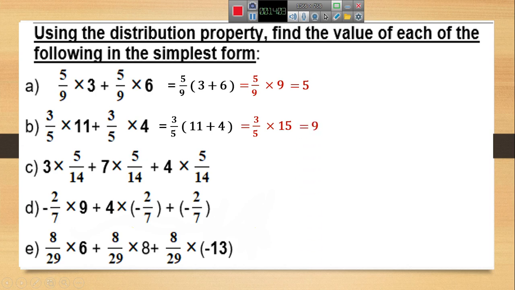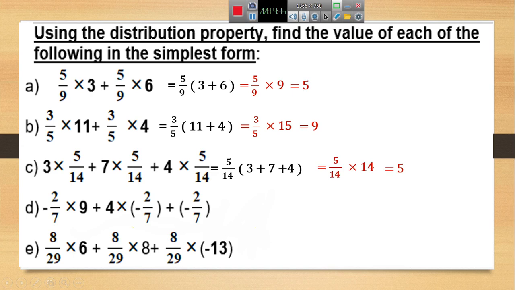Let's solve the next one: 3 times 5 over 14 plus 7 times 5 over 14 plus 4 times 5 over 14. Let's write the repeated fraction 5 over 14, open a bracket, and write the other numbers, 3 plus 7 plus 4, and calculate the answer. 3 plus 7 is 10, 10 plus 4 is 14, 14 times 5 over 14 is equal to 5.